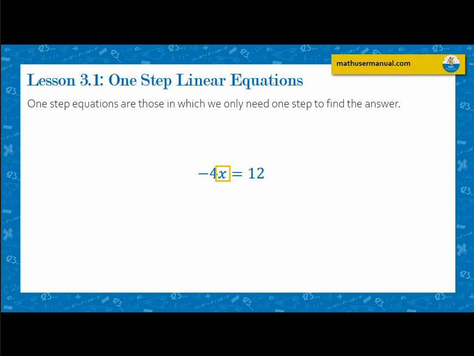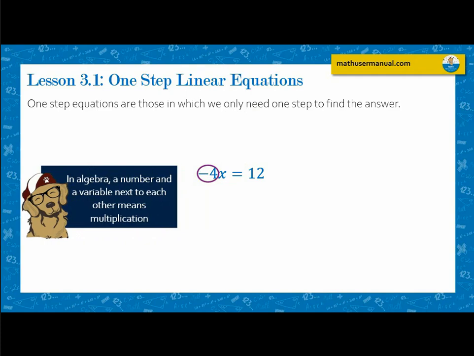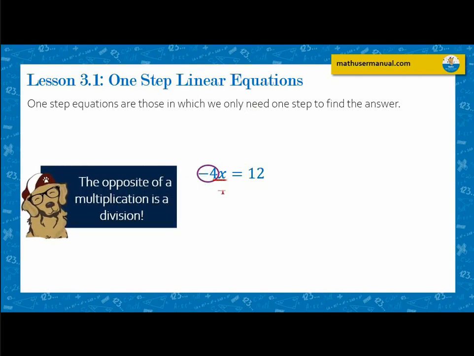We're solving for x, that x needs to be by itself. The negative 4 is not letting it be by itself. So we have to do inverse operation. One more time, that 4 is next to the x. There is nothing between the 4 and the x. So that makes them a multiplication. And the opposite of multiplication is division. So let's divide by 4 so we can cancel them.